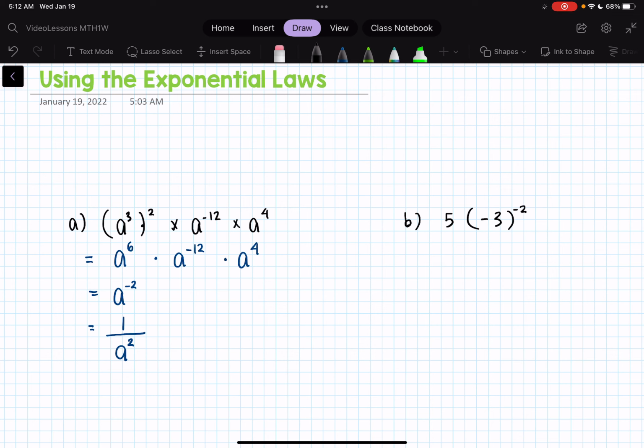okay, so 5 is not touching the exponent. It's not affected by the exponent, okay? But this base of negative 3 is, and it has a negative exponent. So when we have a negative exponent, we have to take the base and send it down here to the denominator now, and write out the exponent as a positive. And remember, this is negative 3 all squared, not negative and then 3 squared. So when we square a negative number, we will always get a positive number, and so that would give us positive 9.